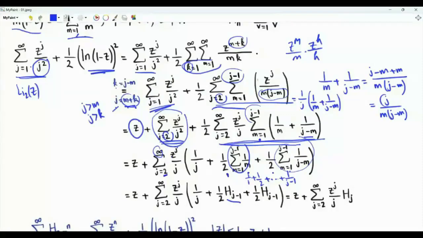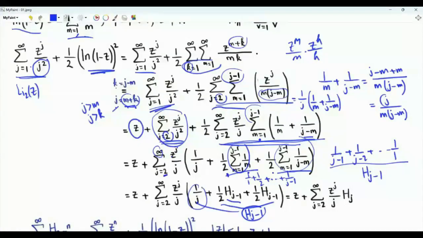What about this sum here? When m is 1, this is 1 over j minus 1, and then 1 over j minus 2. When m is equal to j minus 1, we have 1 over 1. This is again the harmonic number H_{j-1}. These two sums together, after multiplying by 1/2, give us H_{j-1}. H_{j-1} plus 1 over j, this is the jth harmonic number, the sum of the reciprocals of the positive integers from 1 to j.